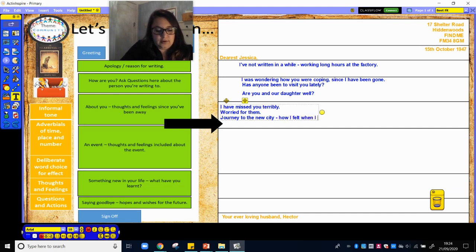How I felt when I first arrived. I'm going to think now about some of those feeling words. Did I feel worried or scared? Worried for them? A better word for worried. I felt anxious, overwhelmed. Okay, anxious, overwhelmed. I felt anxious, overwhelmed.